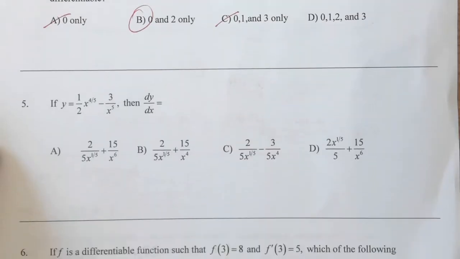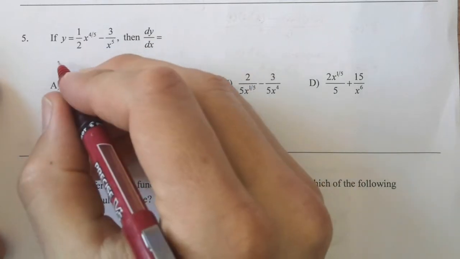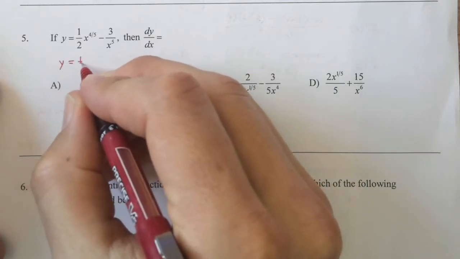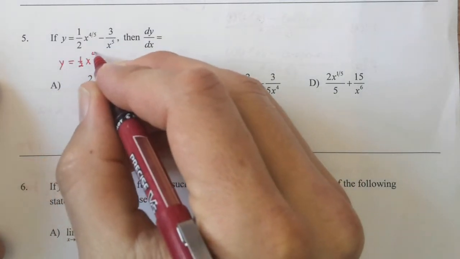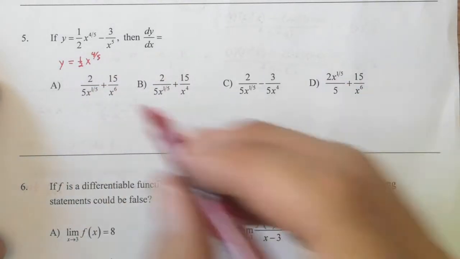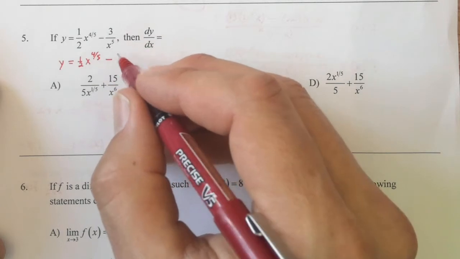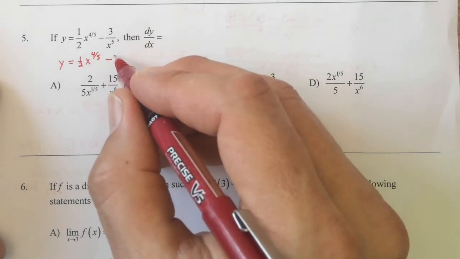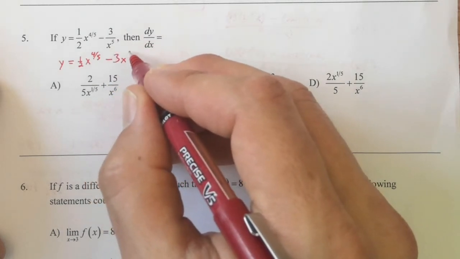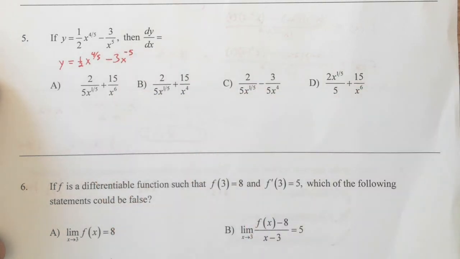All right, problem number 5. You're asked to find the derivative of this equation. It might be beneficial to rewrite this ever so slightly before we move forward. The first term does not need to be rewritten because it's already a rational exponent. However, the second term is minus 3 over x to the 5th. We want to avoid the quotient rule, so we're going to move that x to the 5th up to the numerator, and the cost is that we turn the exponent negative.